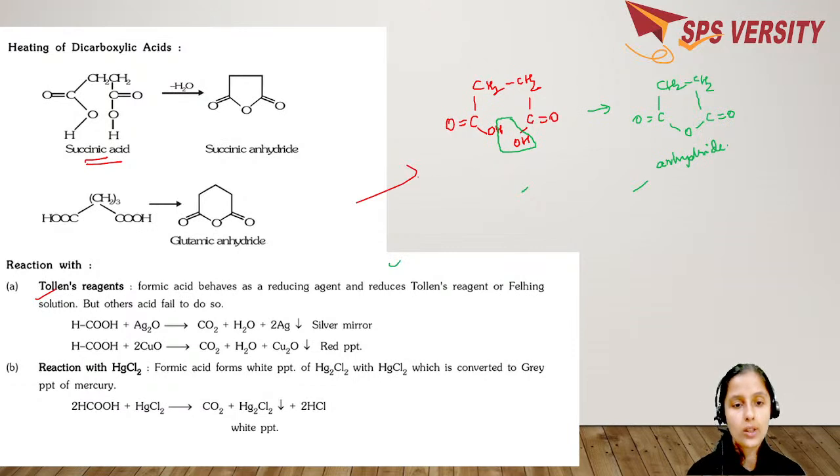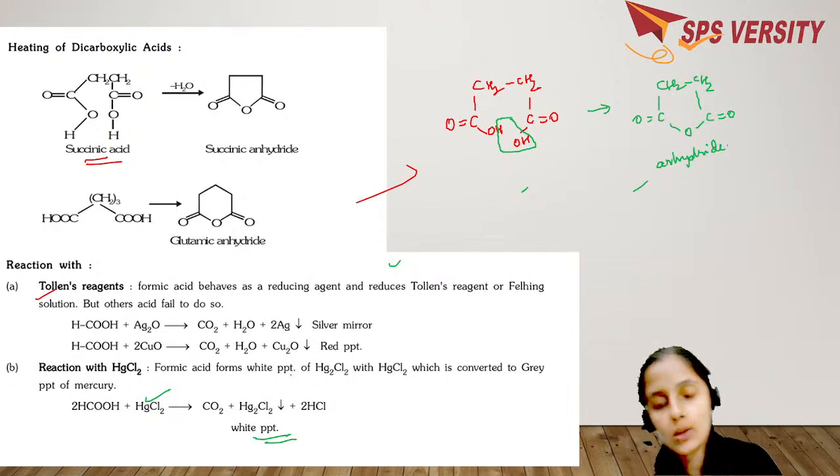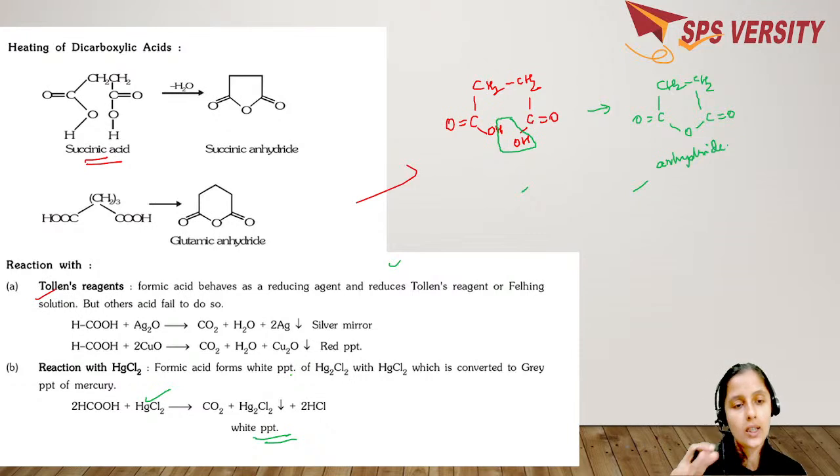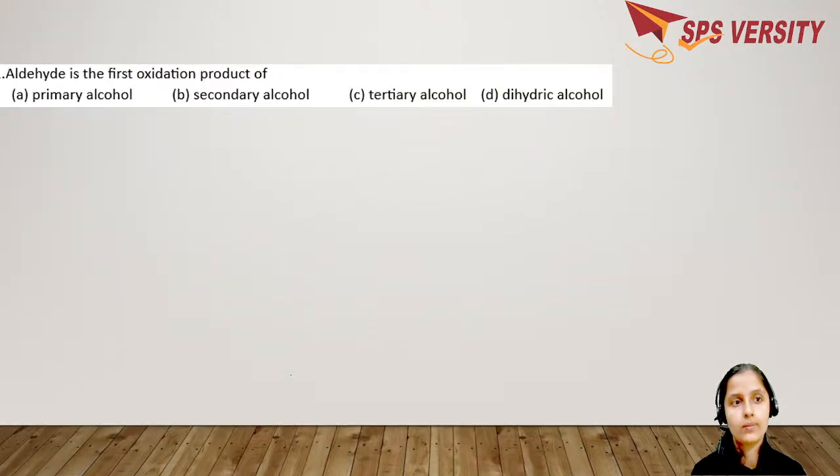And also this is going to react with mercury chloride, where it is going to reduce the mercury from state 2 to state 1, which is going to give you the white precipitate. Because of this, you can always say that formic acid can behave as a good reducing agent, where it can reduce the Tollens reagent, the Fehling solution, and also the mercury chloride. So that's all about the carboxylic acids.